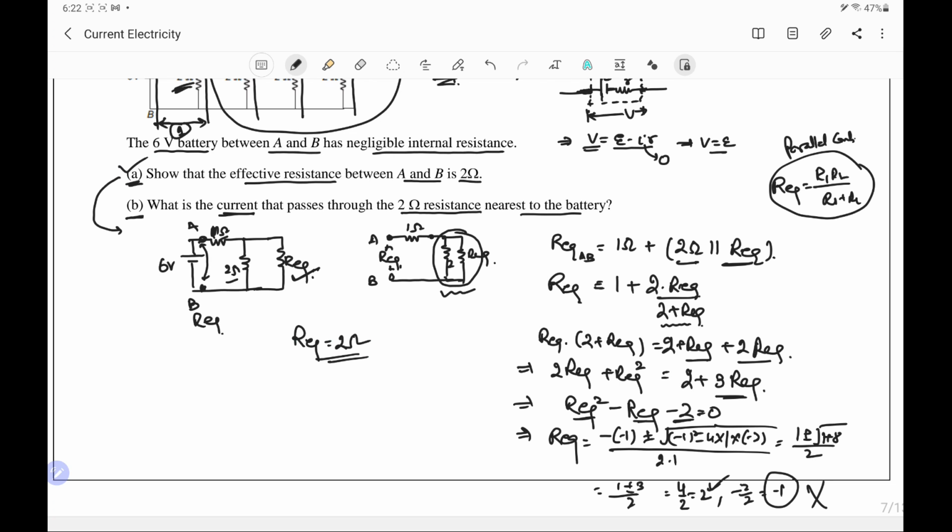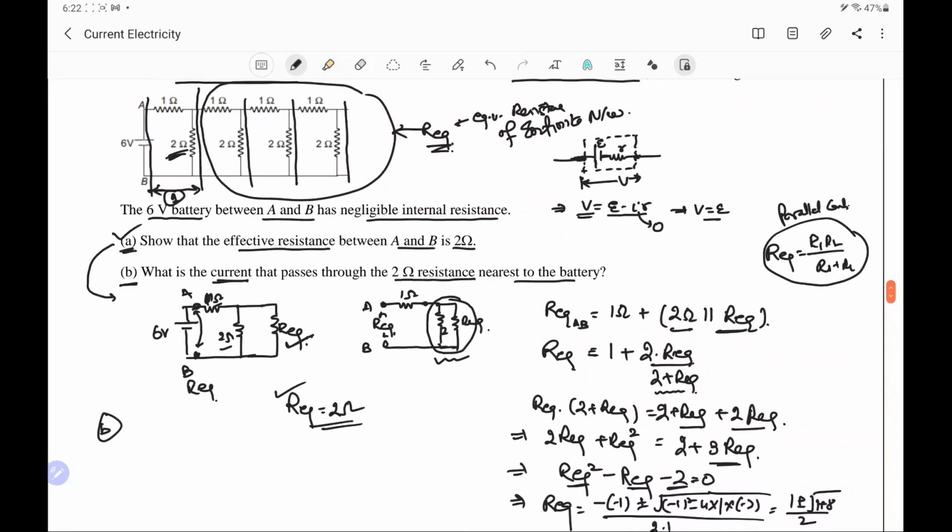Therefore part A has been solved. Now we take part B. What is the current that passes through this 2 ohm resistor?